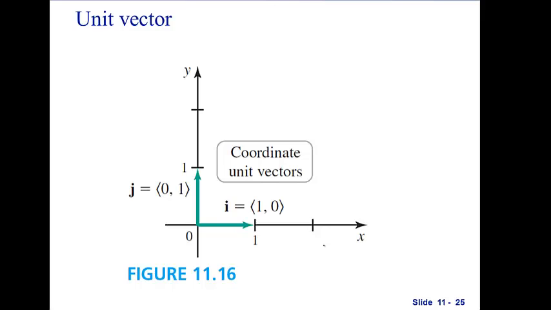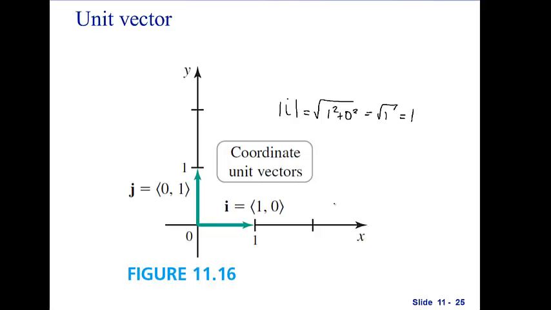Now let's talk about the unit vector. A unit vector is any vector with length 1. Two very useful unit vectors are the coordinate unit vectors. The first one is vector i, which has the components 1, 0, and j with the components 0, 1. As you see, for both, the magnitude of i is equal to the square root of 1 squared plus 0 squared, which is the square root of 1, which is 1. So both have length 1.